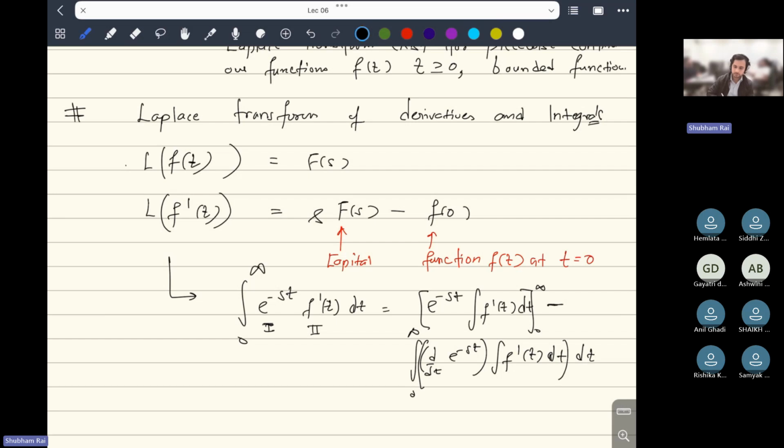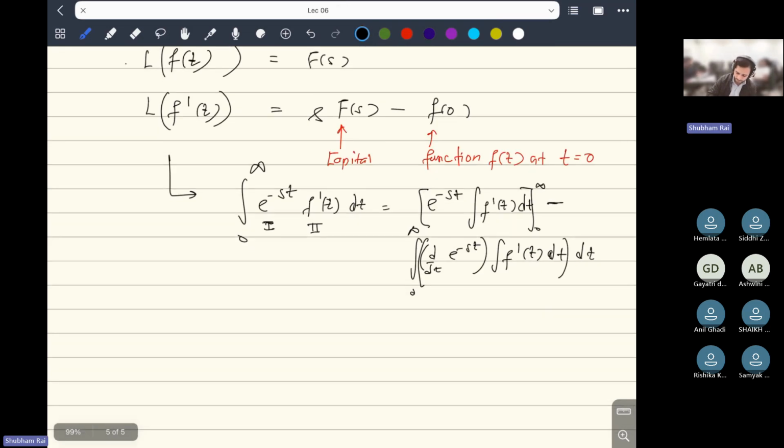is in the whole term, not particularly for that integral. So if you do that, you'll get e raised to the power minus st, and the integral of f prime t dt will be f of t, right? Because the integral of the differentiation of a function is the function itself. And then you are going from 0 to infinity.